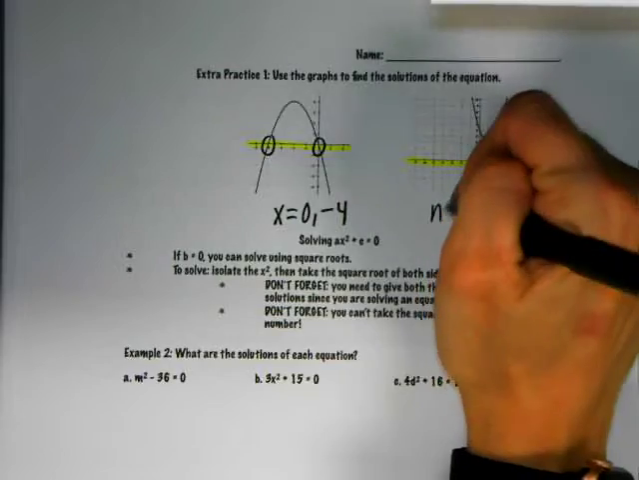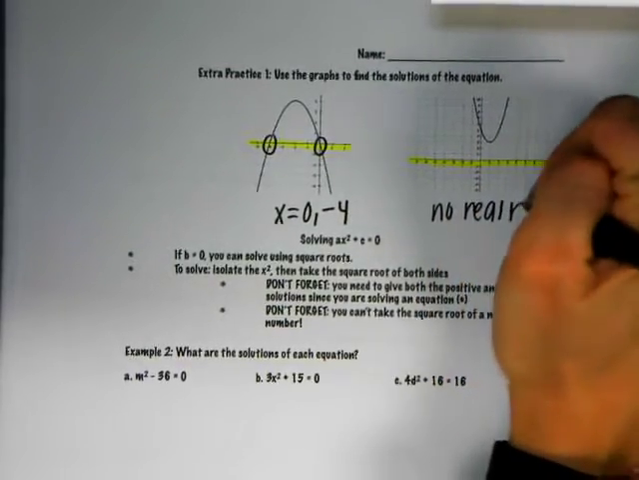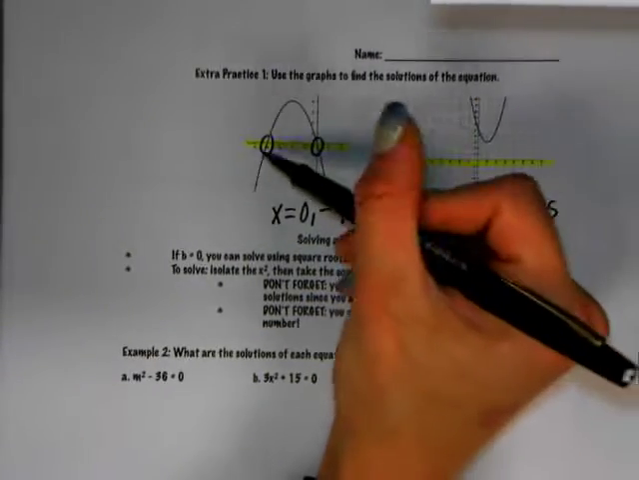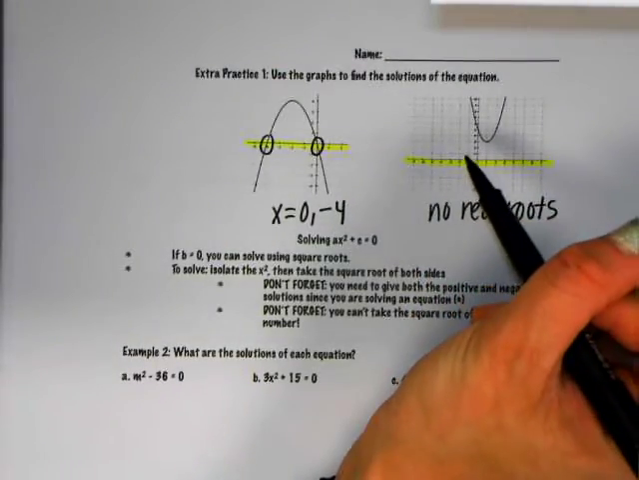Yep, no real roots. It's not touching the x-axis. So the graphing method, like I said, we're not going to actually learn how to graph these until the end of the unit. Once you do know how, we ask you to find the solutions after it's graphed.